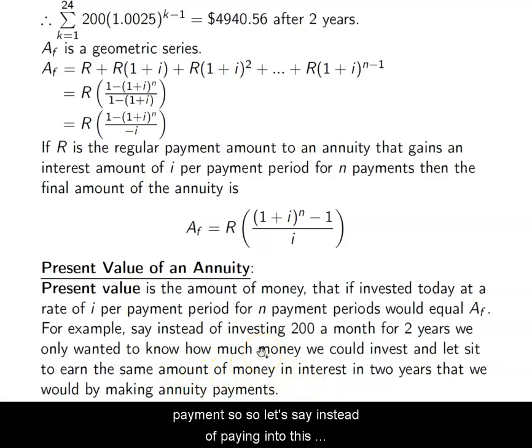So let's say instead of paying into this every month, I just put in one lump sum and let it gather interest, right? Without me making payments into this account, and I just put one lump sum and let it sit and accrue interest, how much do I have to put in so I still have the same amount in 2 years as I would if I was paying in $200 every month for 2 years?